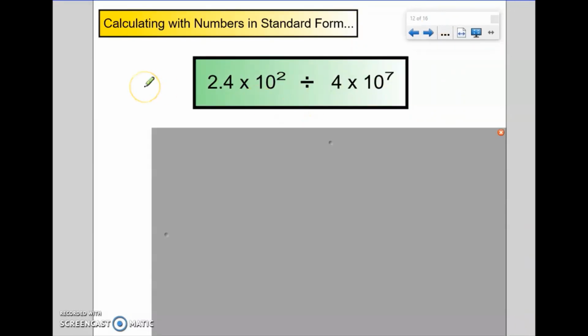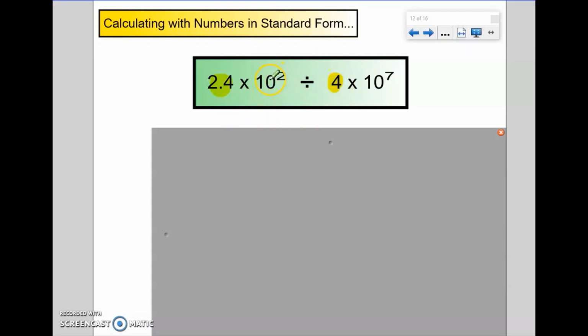Okay, let's have a look at the second example. This time it's a division question. There's a lot of similarities between the method and just a few subtle differences. First of all, I'm going to look at the numbers. So I've got 2.4 and I've got 4. This time it's a division question. So I'm going to do 2.4 divided by 4.